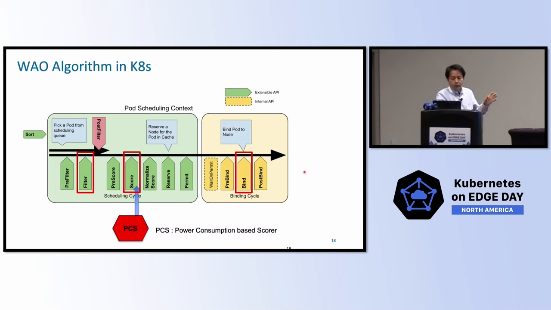The WoW algorithm is implemented in Kubernetes by extending the default Kubernetes. There are three phases we consider most important in our implementation. One is the filter phase, which chooses all available nodes. The second one is the score phase, in which we extend the score to be power-consumption based. So this is actually the score from the power consumption server. Because of that, Kubernetes can know which server the pod should be dispatched to, and this happens in the binding phase.